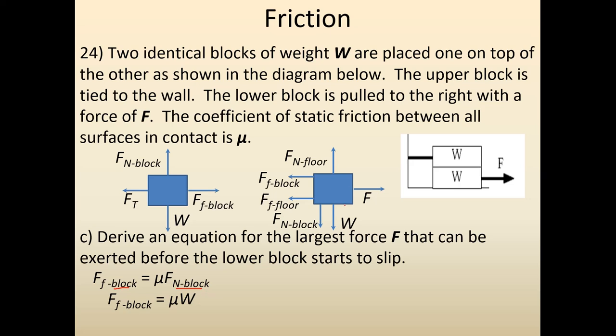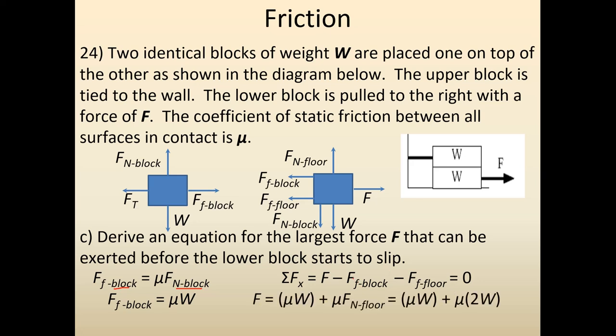Going back down to the bottom block, I know that the sum of the forces has to equal 0 because again, it's remaining at rest. It's before it slips. So I have the frictional force to the right minus the two frictional forces equal to 0. I already know the frictional force from the block is mu W. And I can figure out the frictional force from the floor. It's going to be mu Fn, where Fn this time is from the floor. So I plug in the 2W that I got from part B, I believe. And now I end up getting that F is equal to 3 mu W.